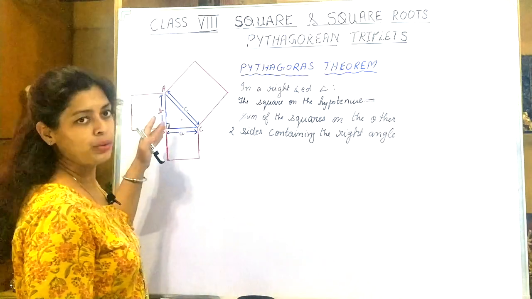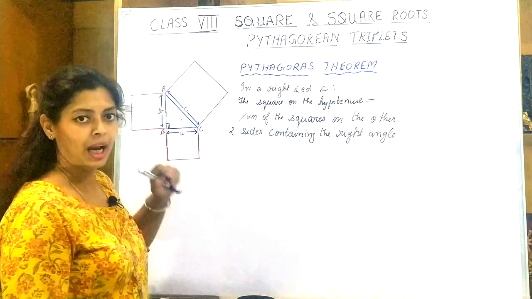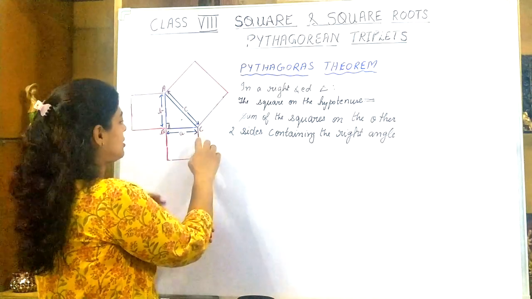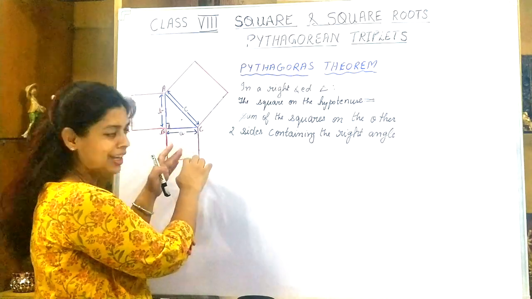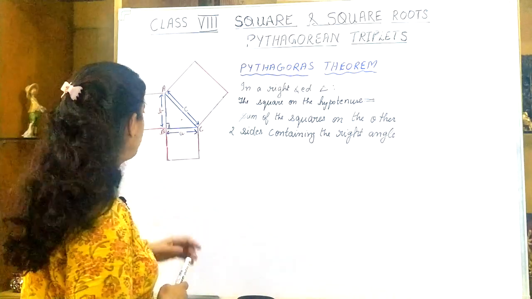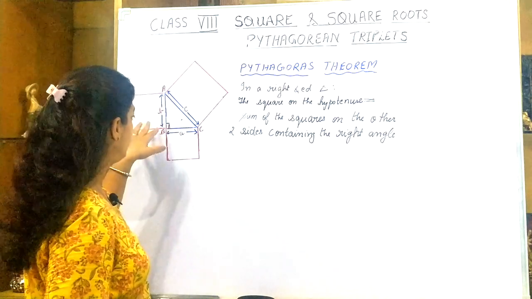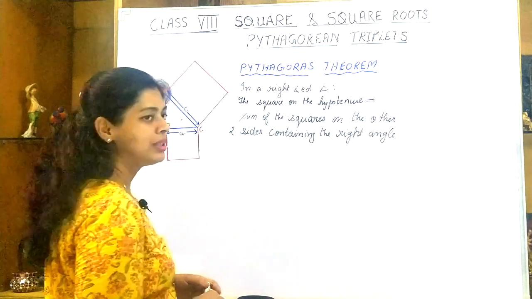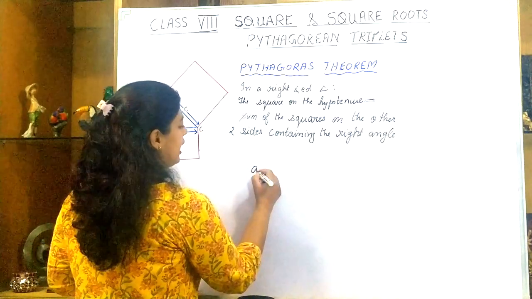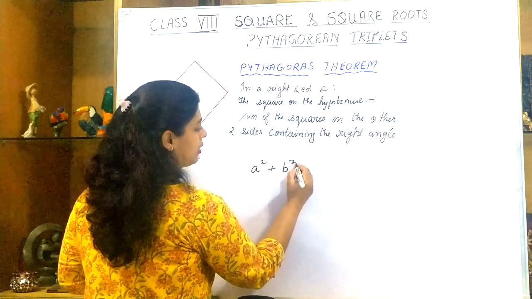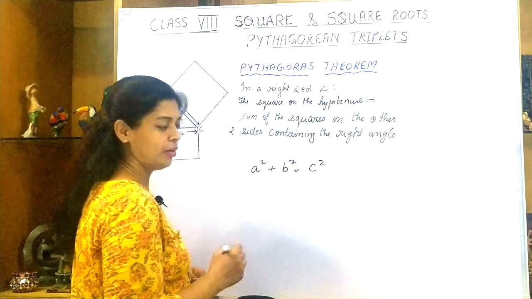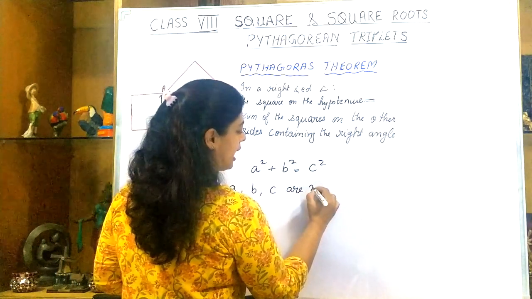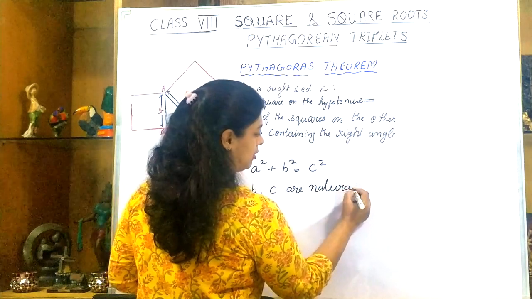So the side opposite to angle B, which is side AC, is the hypotenuse. So as per this theorem, the area of the square on the hypotenuse is equal to the sum of the areas of the squares on the other two sides. Now if I take the length of my hypotenuse as C, length of my base as A, and length of the perpendicular side as B, according to this theorem, I can say that A square plus B square is equal to C square, where A, B and C are natural numbers.